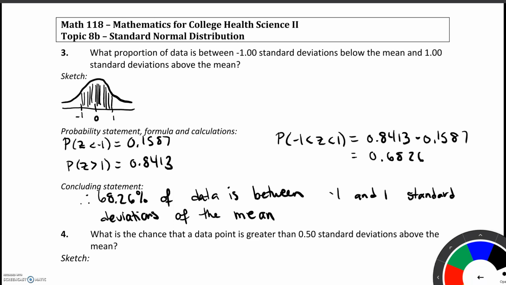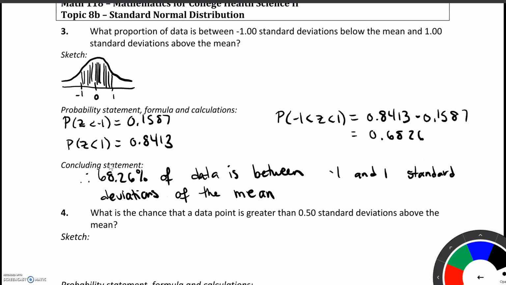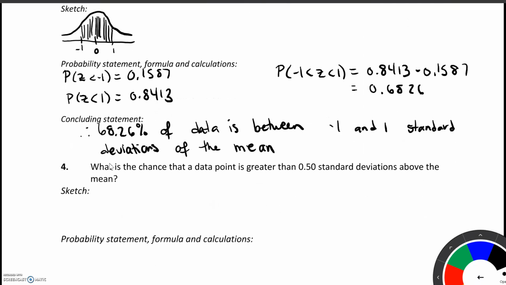Because this is a between type question, you needed to look up the probabilities for a Z value of -1 and a Z value of 1. Those should both be less than signs. And then find the difference between the values. It works out to let us know that 68.26% of the data is between -1 and 1.